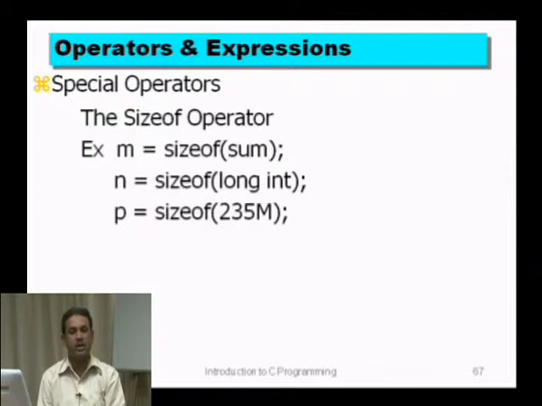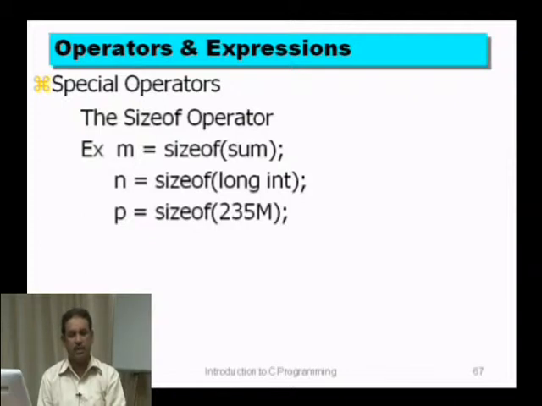So, long integer, how many bytes is it going to take? It may take 4 bytes or 8, whatever, depending again on the system. So that is what sizeof 235m is going to give. 235m is a constant that you have assigned. So, how many bytes are allocated for 235m? That is what it is going to give you.